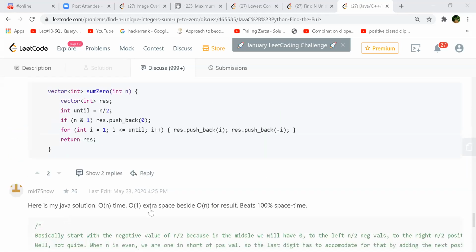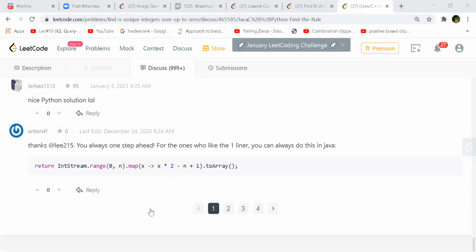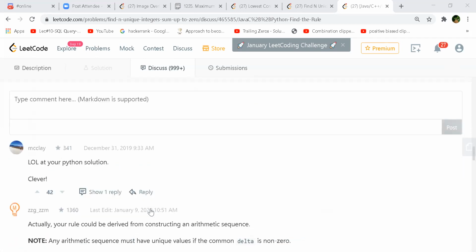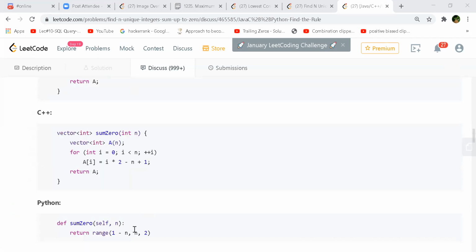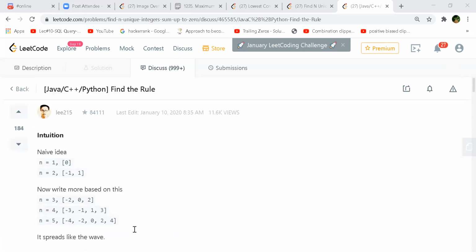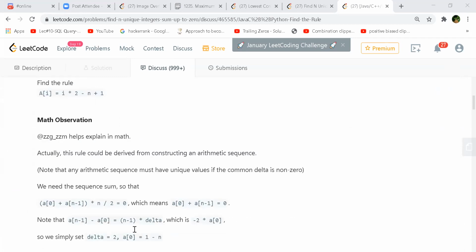Yeah, I'll show you. Range, this one. Range from 1 minus n, with a difference of 2, we are creating it. Even in C++. It's formula based, but yeah, this is a good one too.